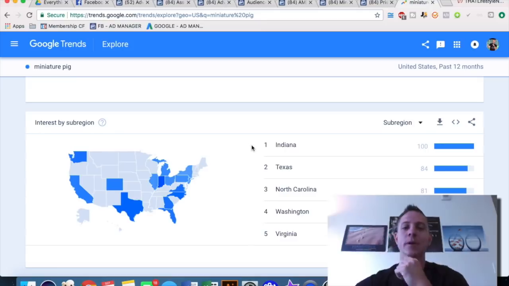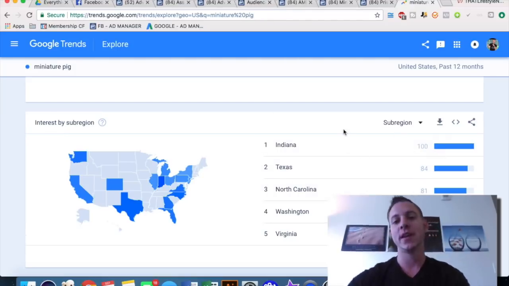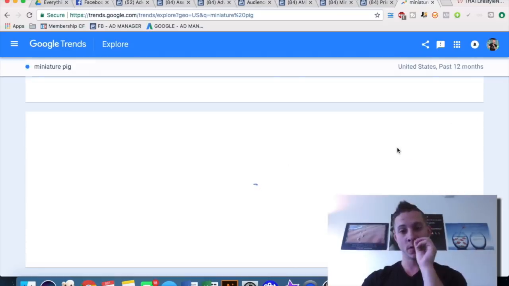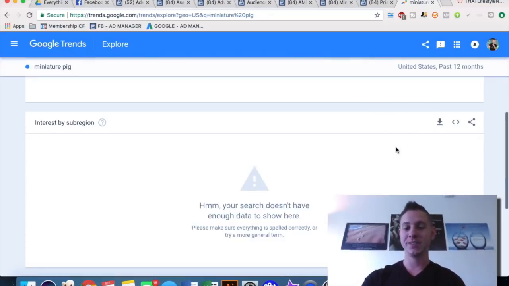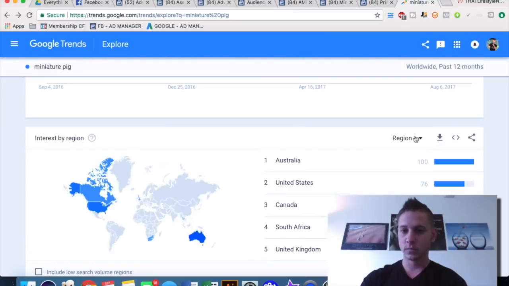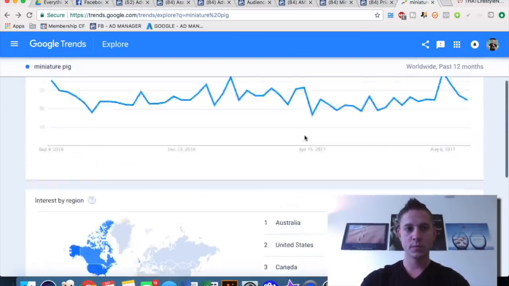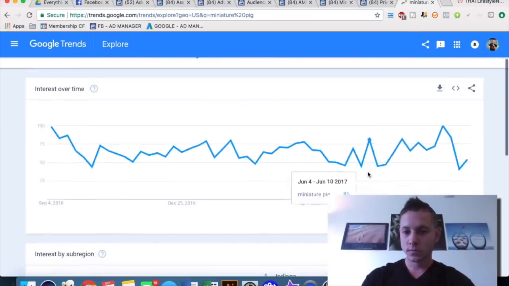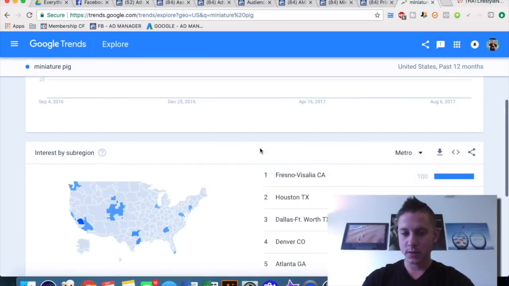But this is the important part, right? So when we're actually building our audience, it's very important to know, and this is based on millions and millions of different Google searches, we can tell that people in Indiana are most interested in micro pigs, right? And we can get even closer, right? So we can go to metropolitan areas, or we can go to actual cities, right? So it looks like there's not enough data for the actual cities, but we can do metropolitan areas. Oops, reset to worldwide. So let's do metro areas.